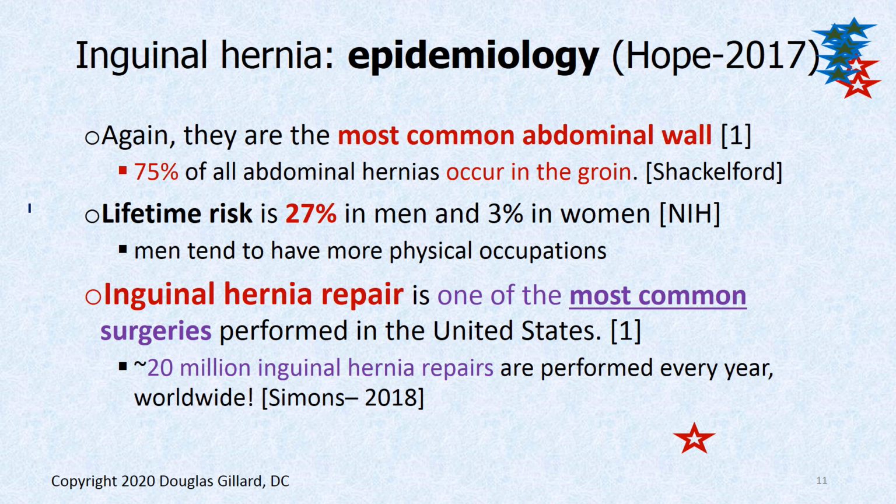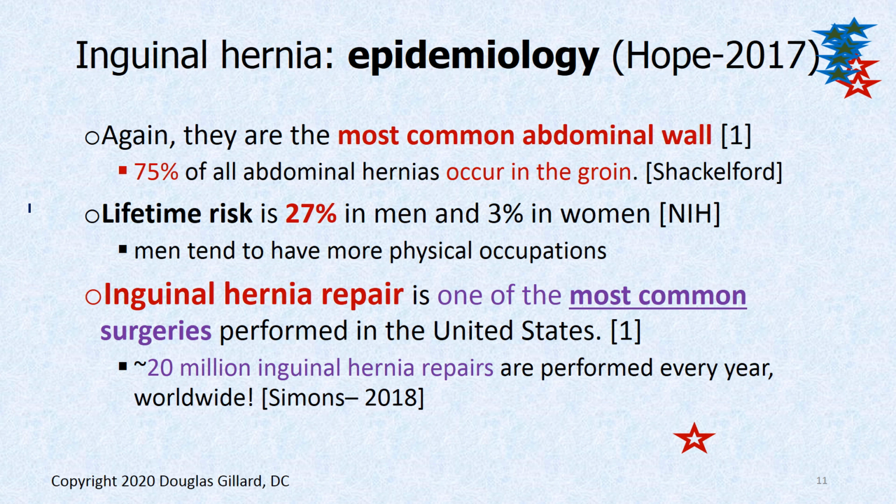What's the epidemiology? Again, in general, inguinal hernia is the most common abdominal wall hernia. 75% of all abdominal wall hernias occur in the groin region. The lifetime risk is about 25% or 27% for men, only 3% for women. Not exactly sure why that is. The thought is that men tend to have more physically demanding jobs.